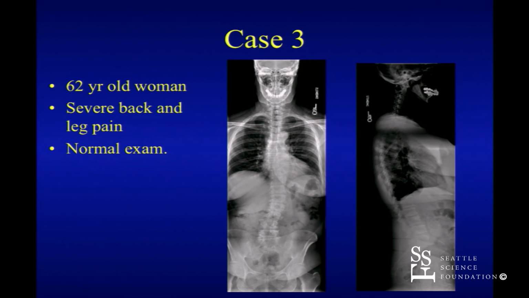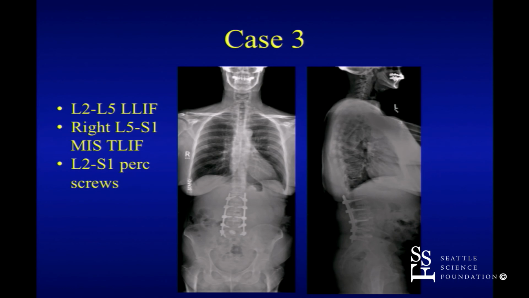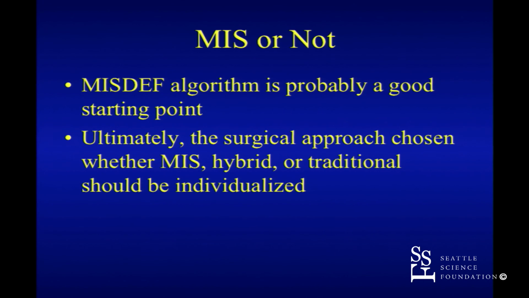And this lady is a 62-year-old woman with severe back and leg pain, normal exam. Over here you can tell her pelvic tilt is huge, sacral slope is minimal. There's no thoracic kyphosis, and she's really extending just to stand upright. So this is a class 2, and this is a combination of laterals and percutaneous pedicle screws. So this algorithm is a good starting point, but you have to take each person into consideration. But it's worthwhile to look at this algorithm and think about these parameters before you decide which approach to pick.